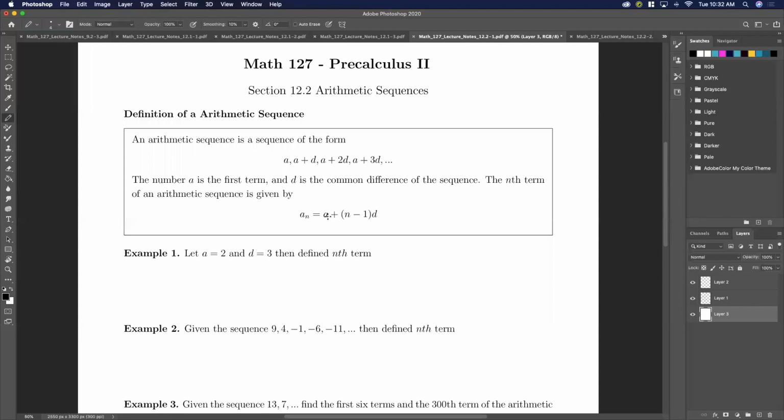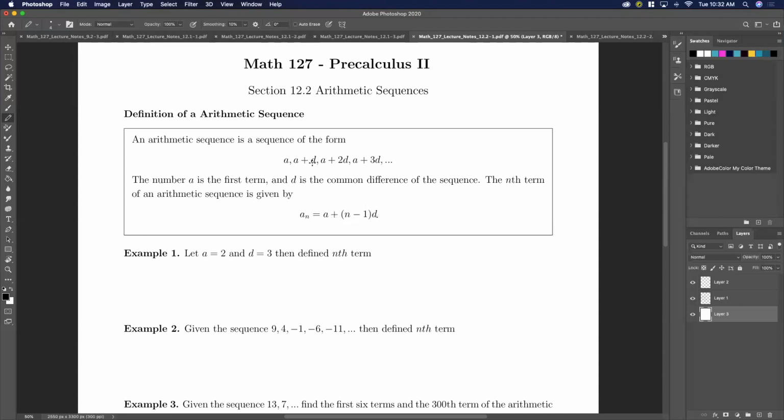It's a_n equals some a, which I think is the book's notation, which drives me a little bit nutty. I was wondering whether we should have different indexing, but since I'll use these notes next term and everyone has the book, I'm just going to keep the nutty notation. Plus (n minus 1)d.